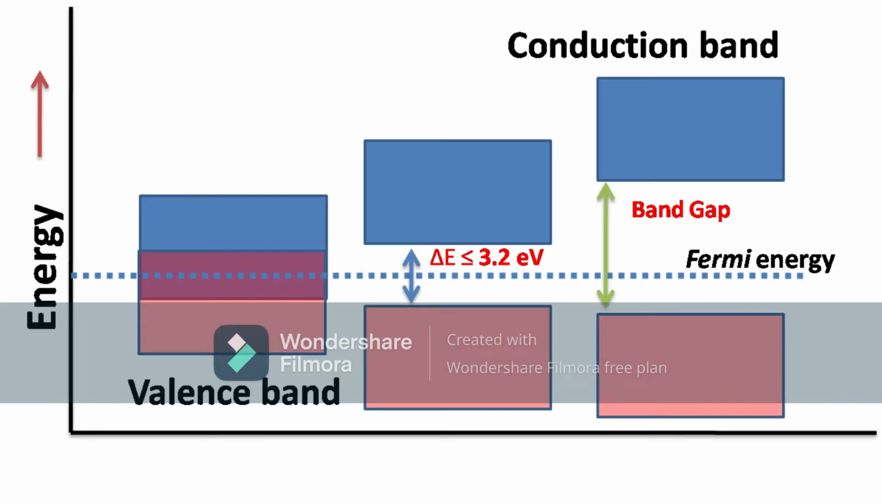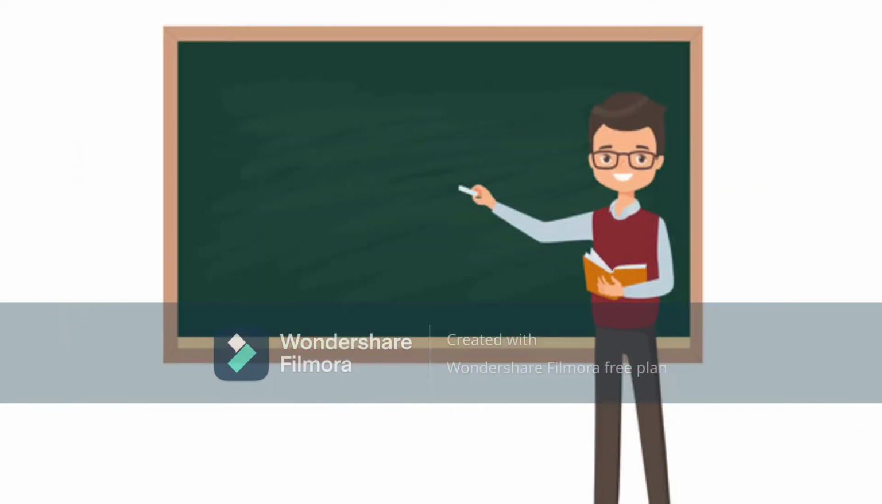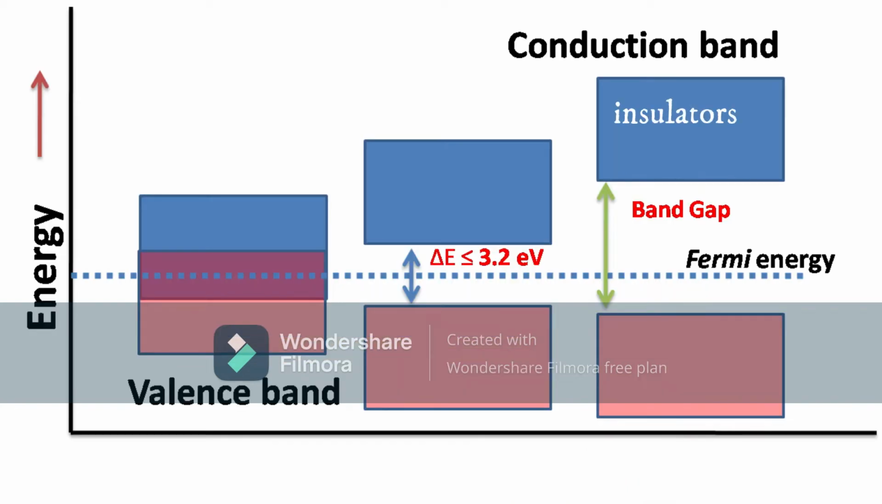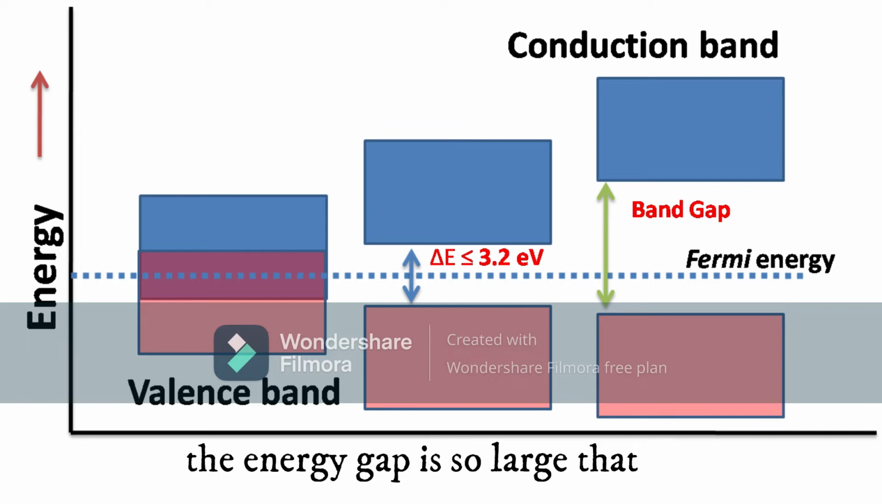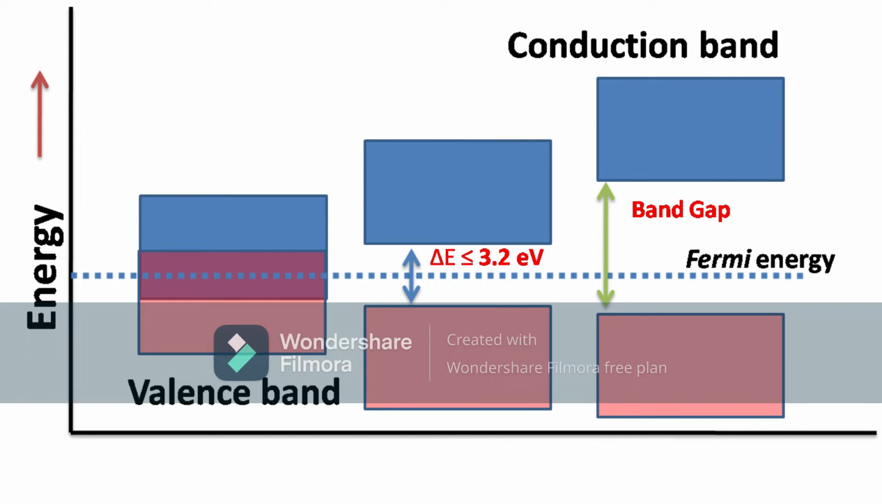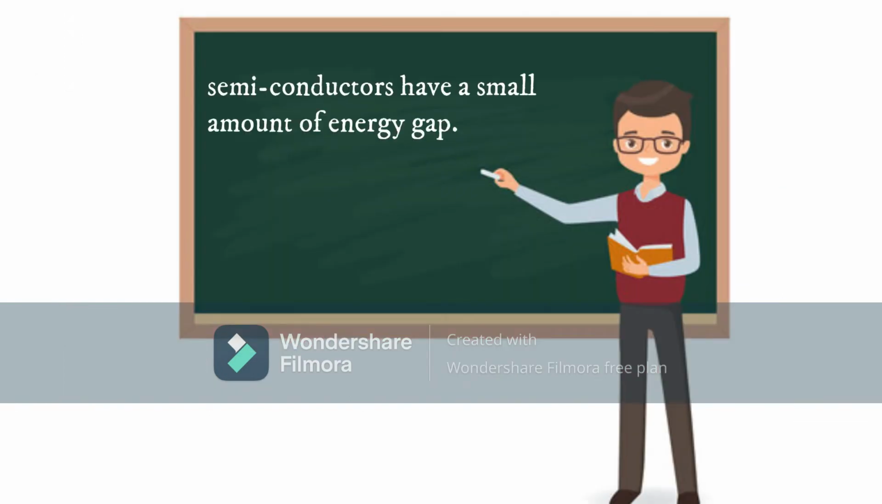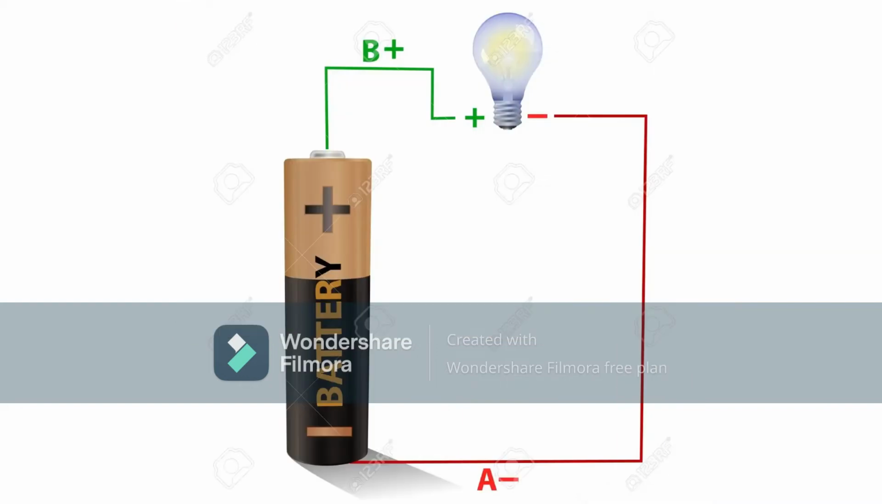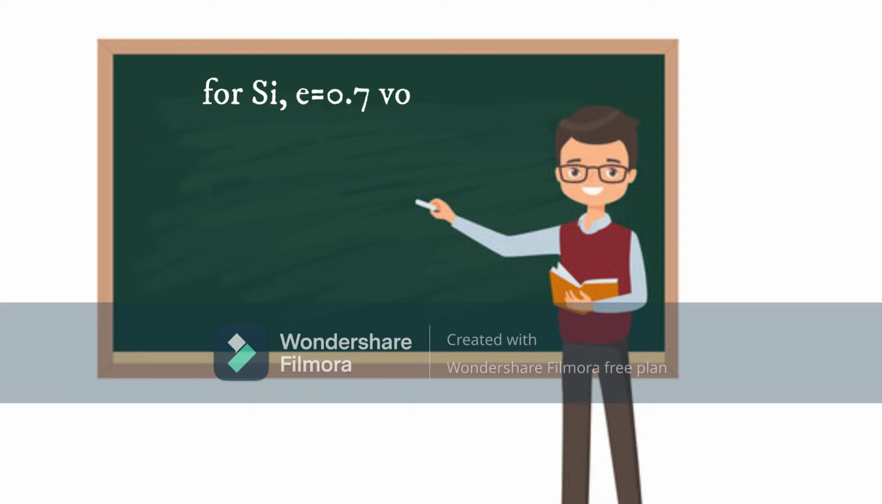Now, have a look at these energy level diagrams. In case of conductors, valence band overlaps with conduction band and there exists zero energy difference. Thus, conductors have a large amount of conductivity. In case of insulators, the energy gap is such that electrons can't jump to conduction band, thus they don't have any conductivity. But in case of semiconductors, the energy gap is very small, so a small amount of external energy excites the electrons to jump into the conduction band and take part in conduction of electricity. In case of silicon, this energy gap is 0.7 volts and for germanium it's 0.1 volt.